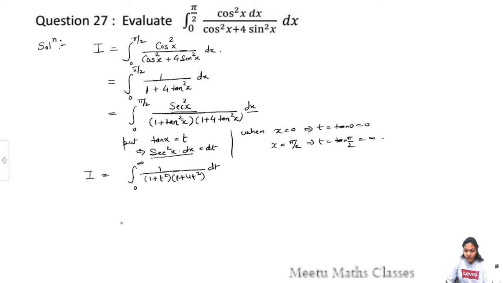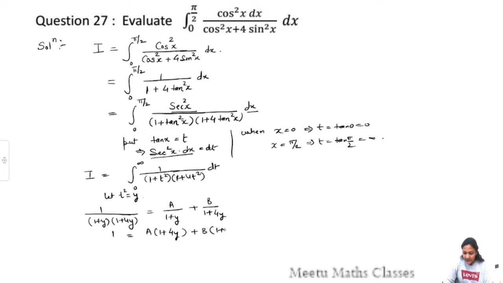Now, this integral can be solved by using partial fractions. So, to divide it into two fractions, we can let t square be equal to y for some time. So our function is 1 upon (1 plus y) and (1 plus 4y). Okay, and this can be written as a upon 1 plus y plus b upon 1 plus 4y. Now this can be written as a into (1 plus 4y) plus b into (1 plus y).